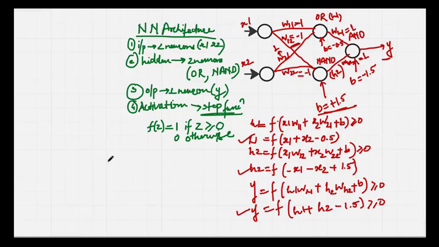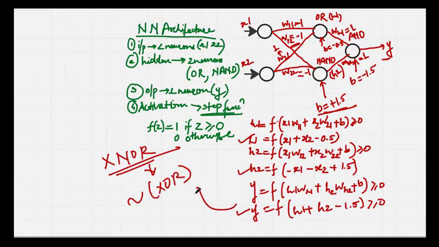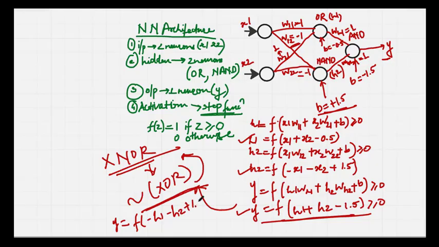Now for the XNOR gate. XNOR is nothing but the negation of XOR. Correct? So whatever output you get here, you just apply negation to it and you will get an XNOR gate. So this is our output. When I apply negation to this output, after applying negation, my Y will become F of minus H1 minus H2 plus 1.5. This should be greater than or equal to 0.